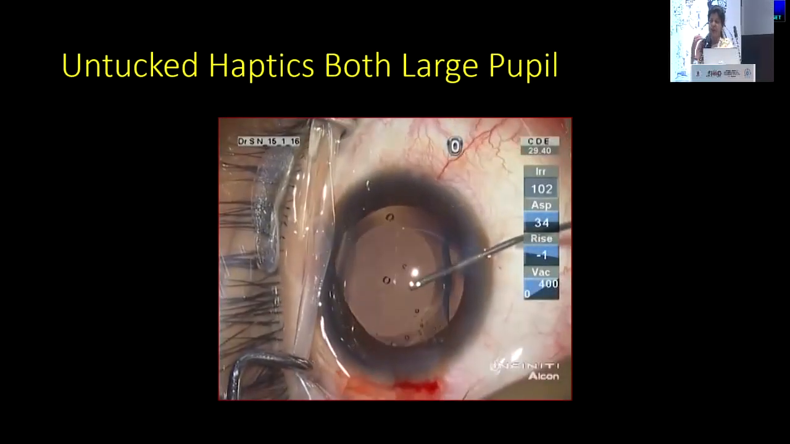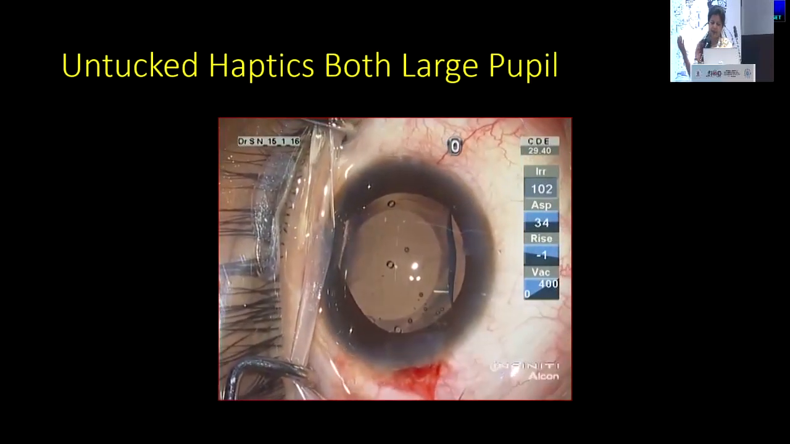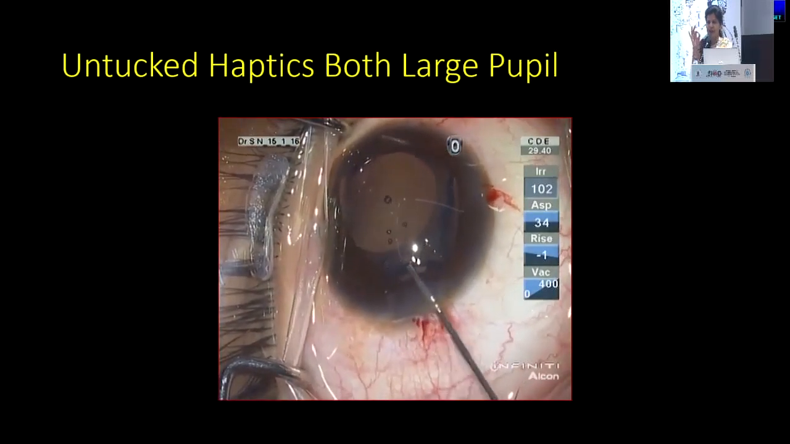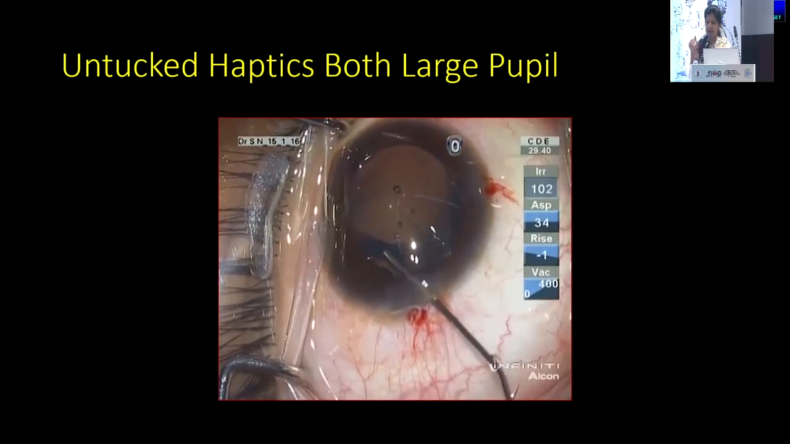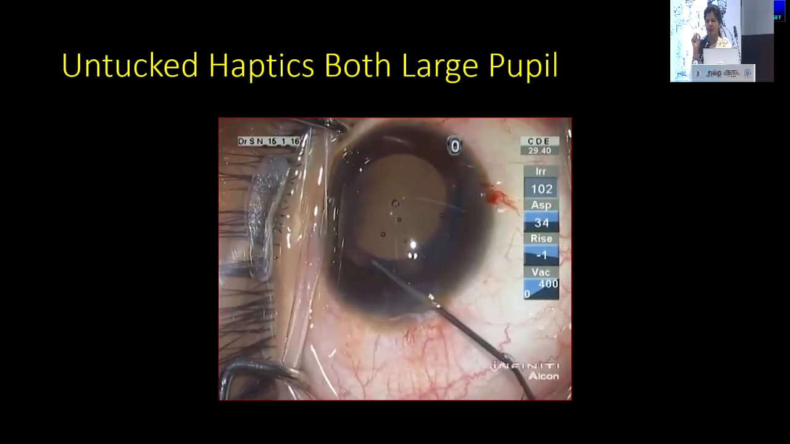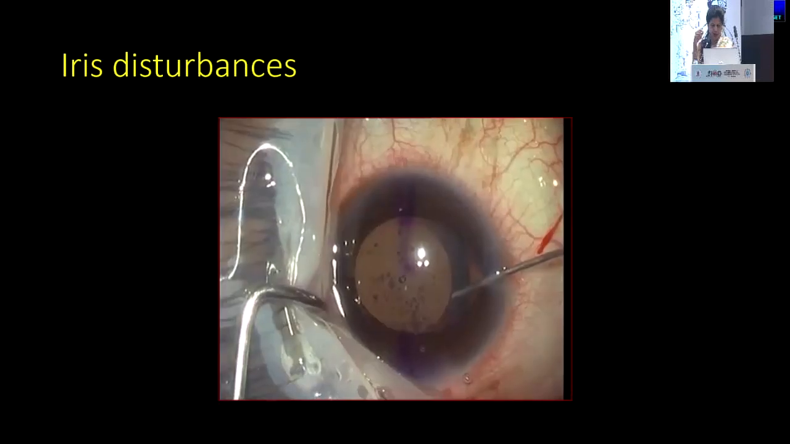But in case you have a very well dilated pupil, sometimes you may not realize that the haptics are out, because the pupil looks pretty regular. That's when you need a very careful eye. You need to tuck the haptics back inside before you exit. So in a large undilated pupil, you have to make sure that the transparent haptics are in the right position.